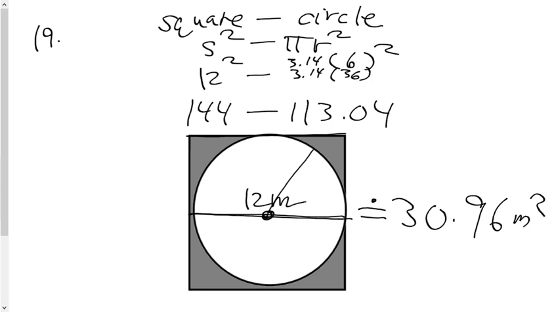Approximately. And the reason why we use that approximate symbol is that we did approximate pi because we declared it to be 3.14 when in fact it's a non-terminating, non-repeating decimal. So its approximate area is 30.96 square meters.